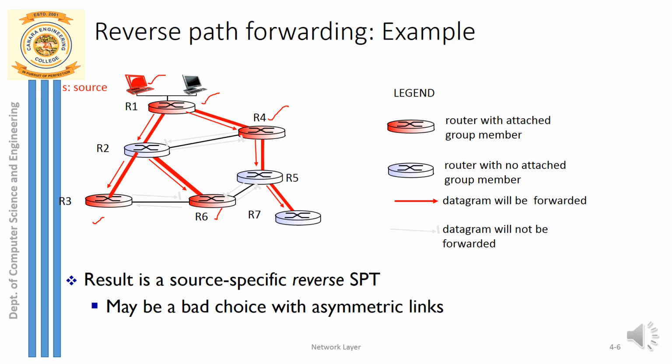Upon receiving, R3 will calculate the shortest path back to its source. Is it getting the packet through the shortest path back to the source? Definitely yes. If that is so, R3 will accept, and R3 will again flood the packet, but here there is no outgoing router to any multicast group member. R4, once again, when it receives, calculates the shortest path back to the source. Definitely it is on the shortest path, so it will accept, and then R4 will again flood the packet to R5.